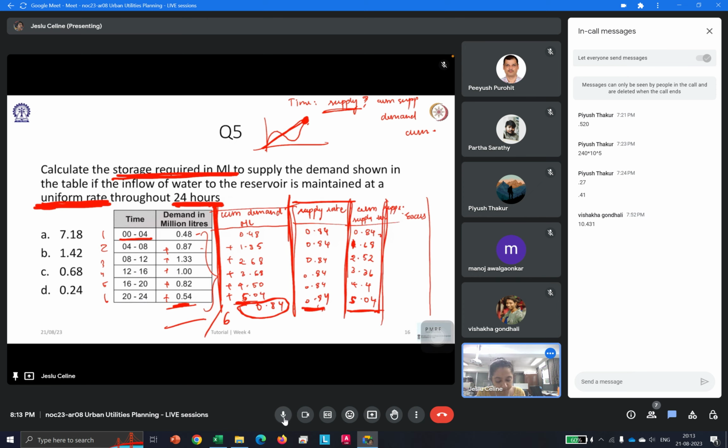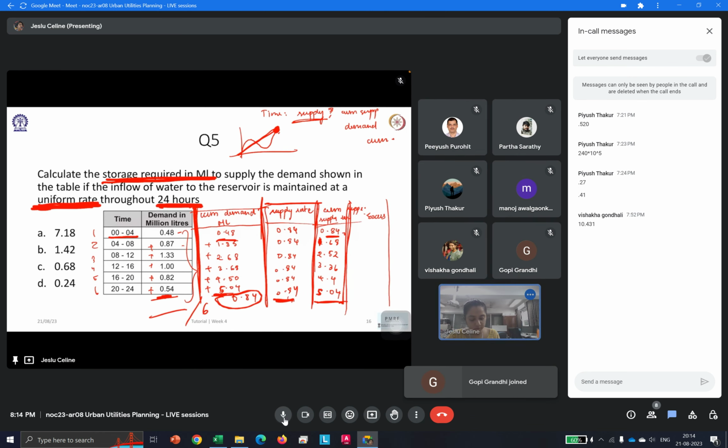So in this case, supply is more than the demand, which means we'll have an excess of supply over here, which is a positive value. The convention we are following is supply minus demand. So 0.84 minus 0.48. How much does that come up to? Around 0.36. Yes. So that's the first.